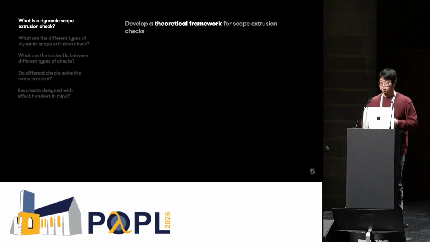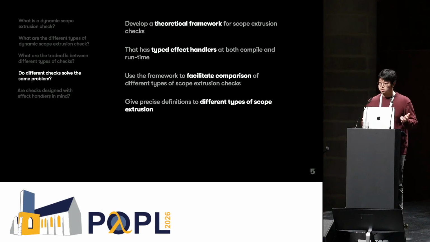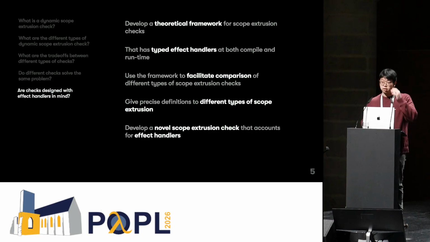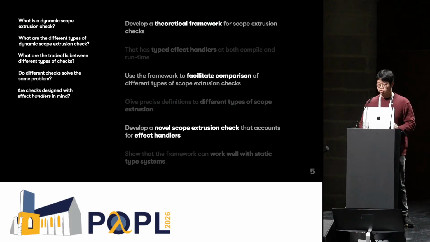For example, we developed a theoretical framework for scope extrusion, which has typed effect handlers at both compile time and runtime. We use this framework to facilitate comparison of different types of scope extrusion checks. Turns out that they don't all solve the same problem. They're similar but different, and we make that precise. They also didn't accommodate effect handlers, so we designed a scope extrusion check that did. And we showed that they can work well with static type systems, even though that's not our main focus. These are the contributions of the paper. Before you get your bingo cards out, I'm not going to be talking about all of these. Instead, I'm going to be focusing on just three of these.